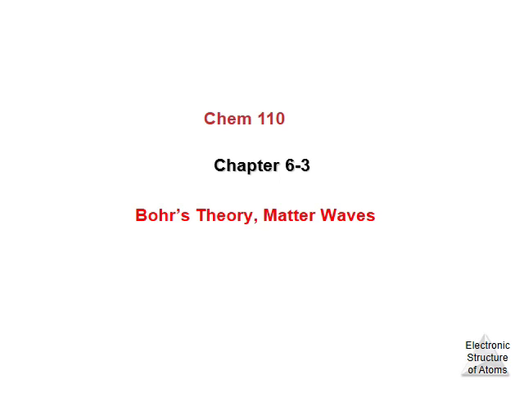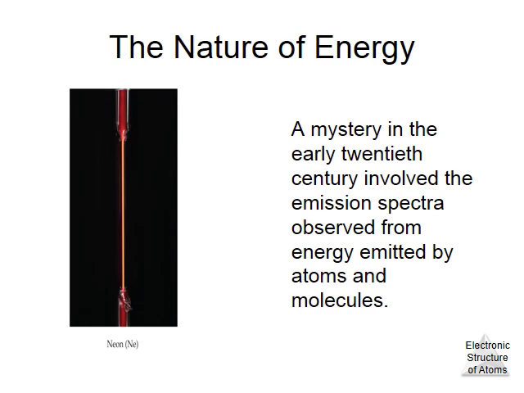In this section of chapter 6, I'd like to go over Bohr's theory and matter waves. Now what you're looking at on the left hand side is neon light. So there is a particular color that's coming out of neon gas. Now this is something interesting because different elements give off different radiations.